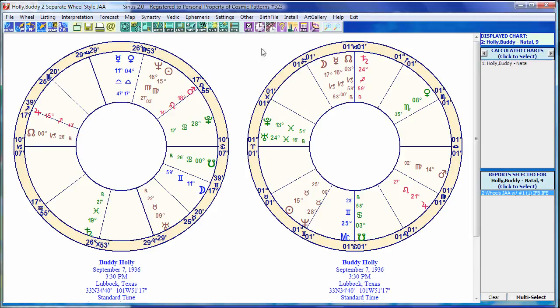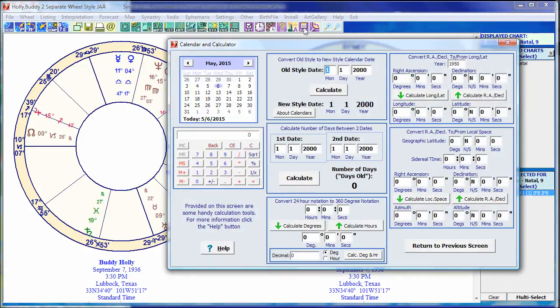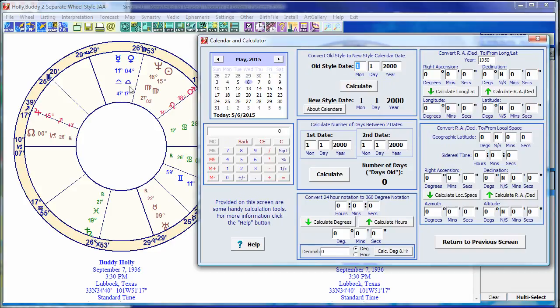Let's do it. We're going to go into a calculator. There happens to be a calculator in the Sirius software. I'll click on this calculator feature. It has all kinds of calculation features, but here's a little calculator on the left side. And I want to multiply 4 Libra 17 by 9. How do I do that?